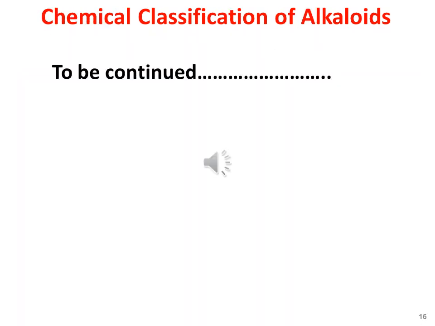There is another method used to classify the alkaloids, and it is named the chemical method of classification of alkaloids. In the chemical method of classification, alkaloids are classified on the basis of their chemical structure. We will discuss this method of classification in part 2 of this lecture.